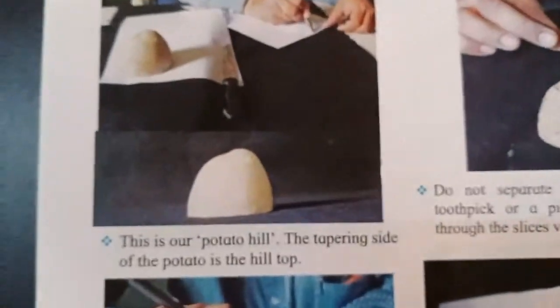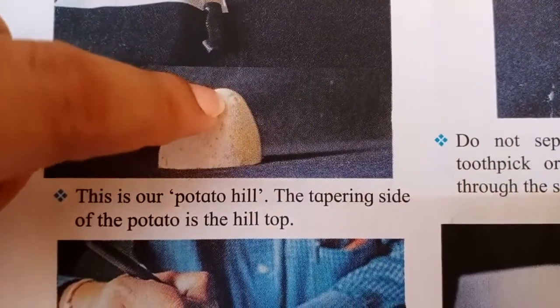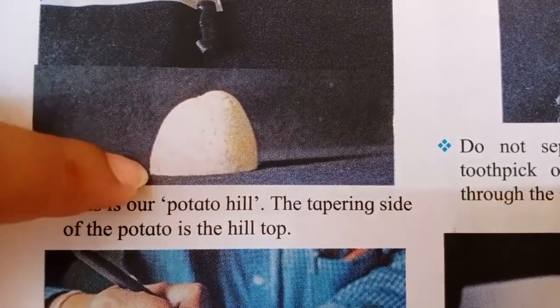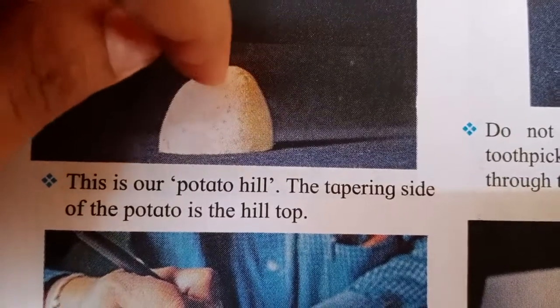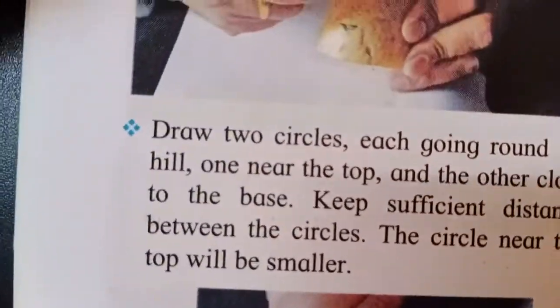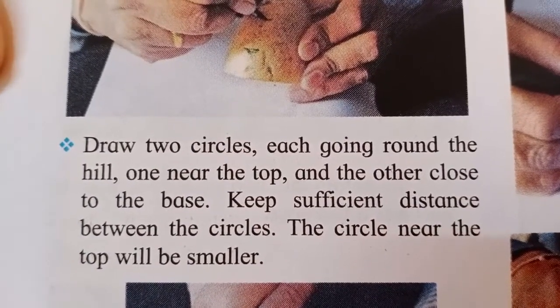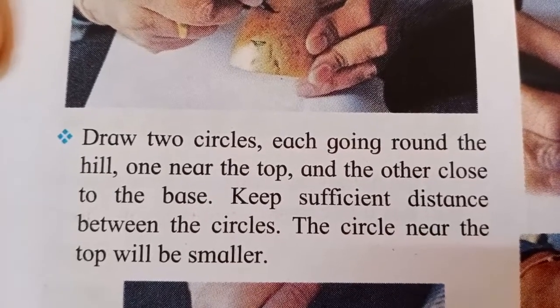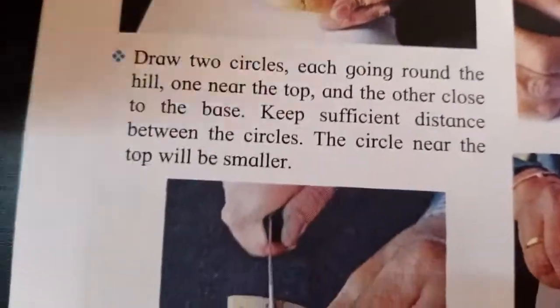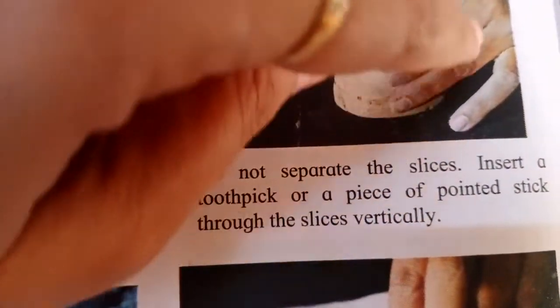The next thing you will do is, this is our potato hill. The tapering side of the potato is the hilltop. So the tapering side, the narrower part which is going on the top, is the hilltop. Draw two circles each going round the hill, one near the top and the other close to the base. Keep sufficient distance between the circles. The circle near the top will be smaller. So you have to draw two circles which are shown here. You can see like this, two circles you have to draw around the potato.